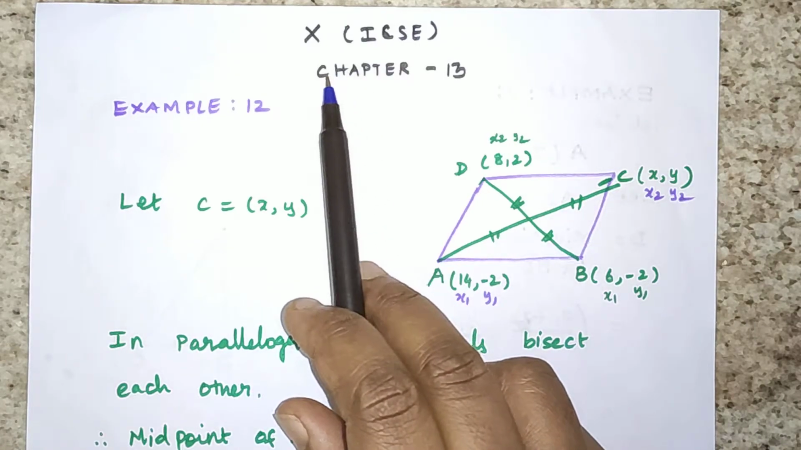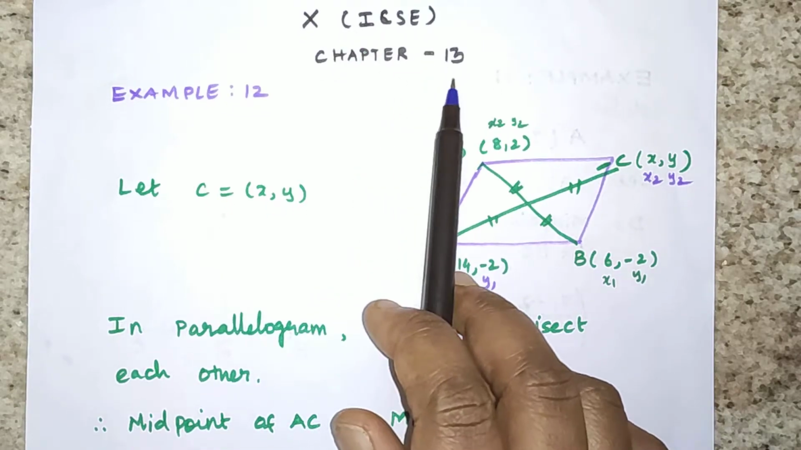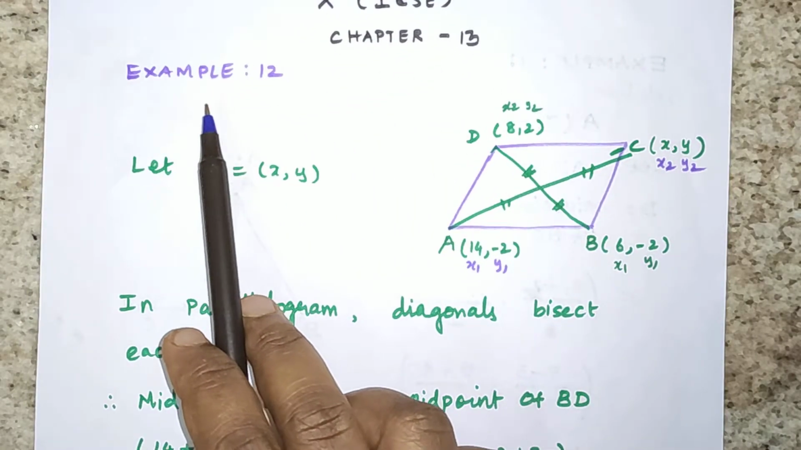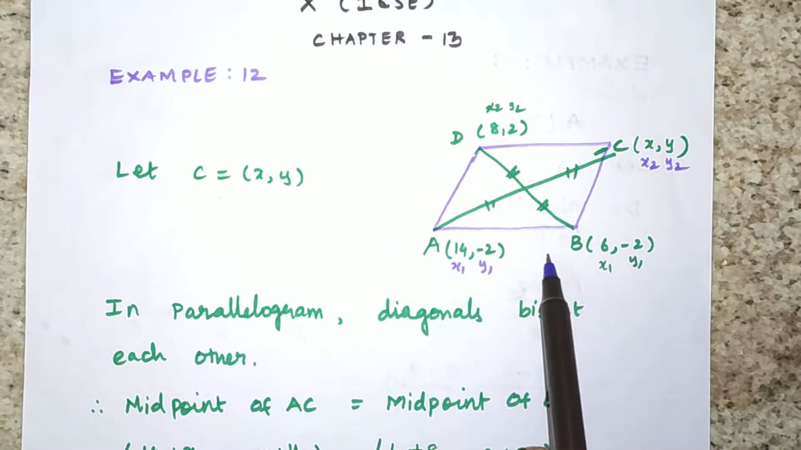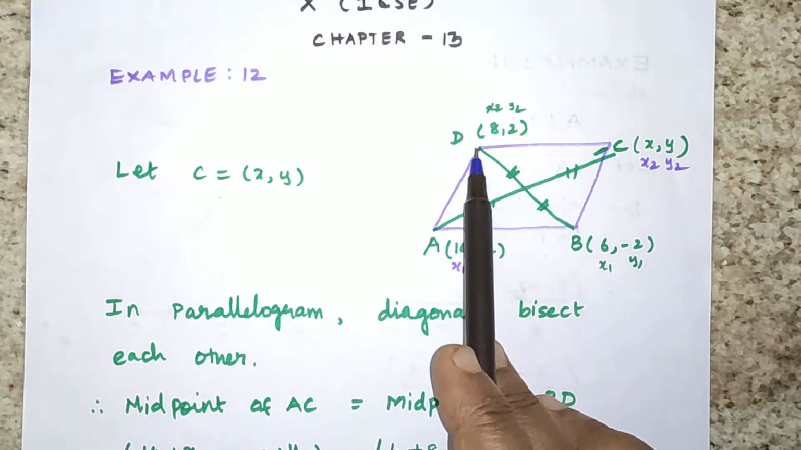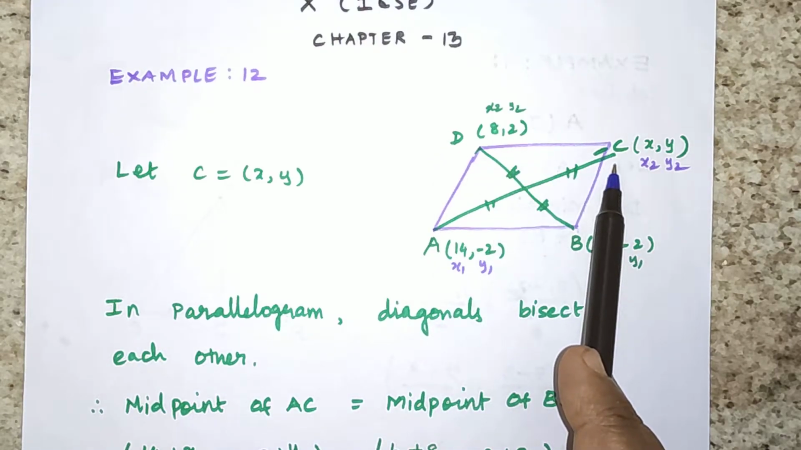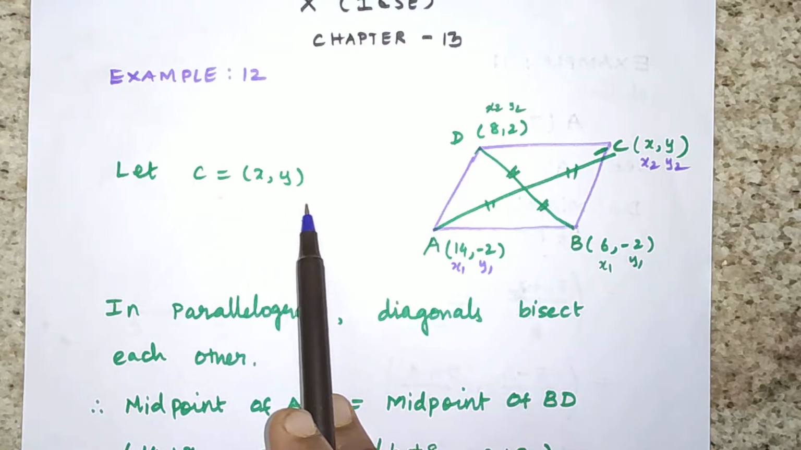Hi friends, in this video we are going to see 10th ICSE chapter 13 examples. So example 12: in this question they gave ABCD is a parallelogram, and they gave the coordinates of A, B, D. We have to find the coordinates of C. So we can take that C is equal to x comma y.